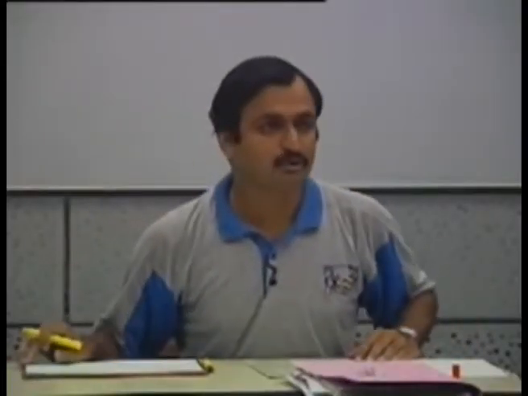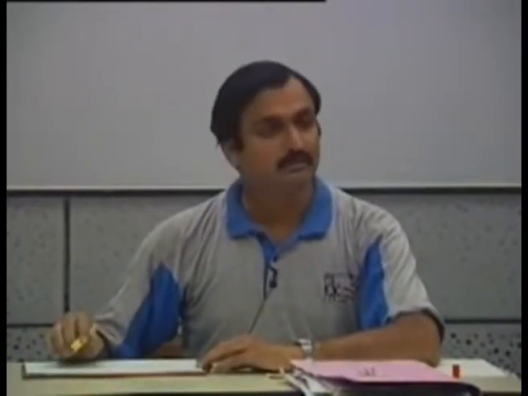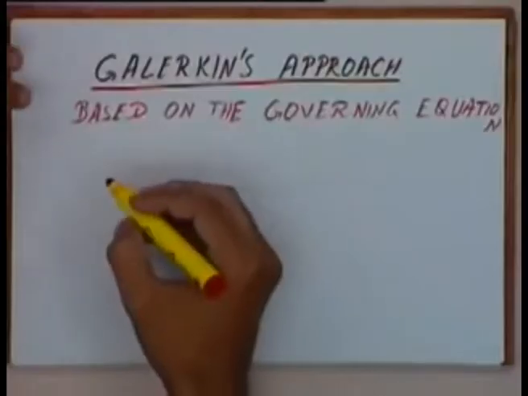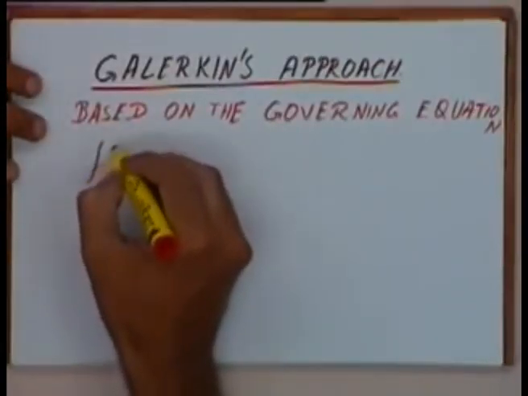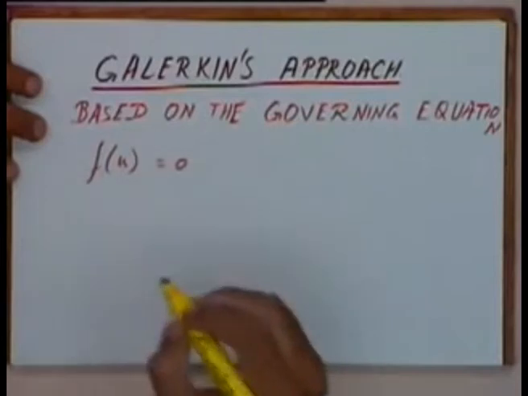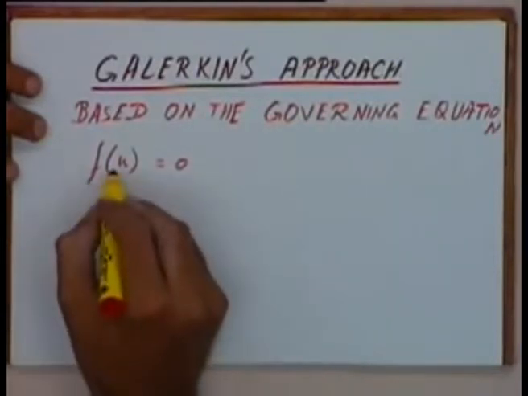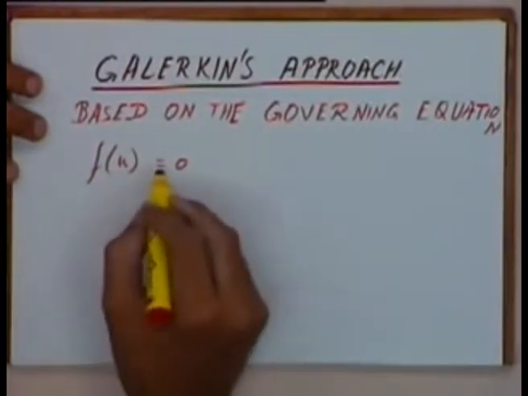Talking about the Galerkin's approach to the finite element method. In this method we basically use the governing equation of the system. Now, the governing equation is typically an equation of the type f of u is equal to 0, where u is the displacement. So, some function of u will be equal to 0.